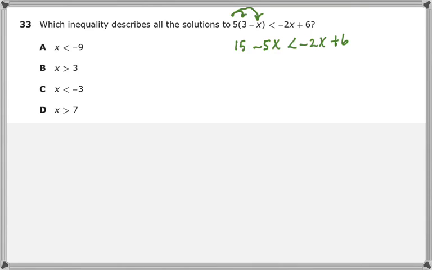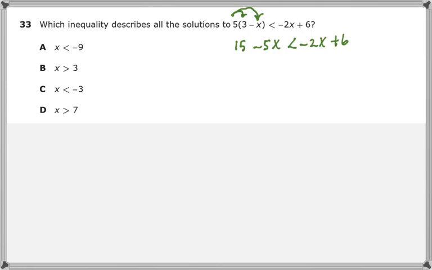Now we want to get our variables on one side and our constant values on the other, just like solving an equation. We have an inequality sign that we need to keep up with, and we need to know when to change our inequality arrow to go the other way, which the fancy word for is sense. So change the sense to go the other way. Let's move the negative 5x to the right, so we're going to add 5x to both sides.